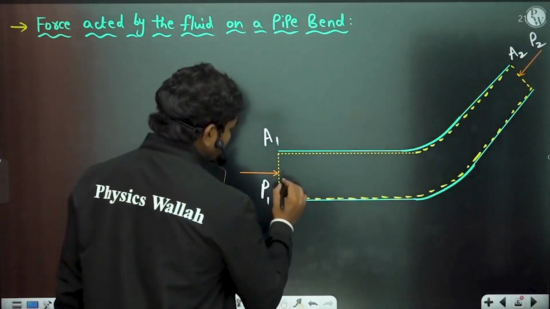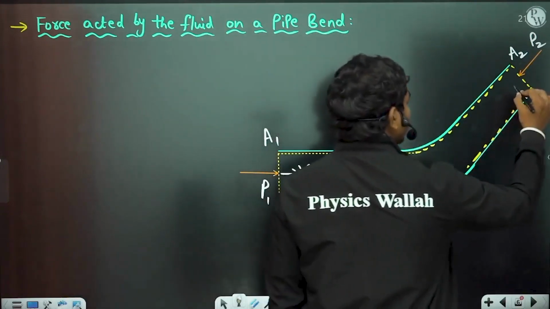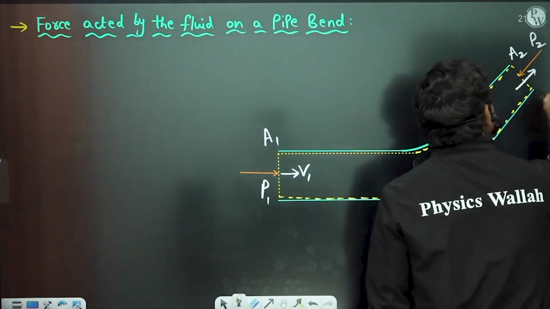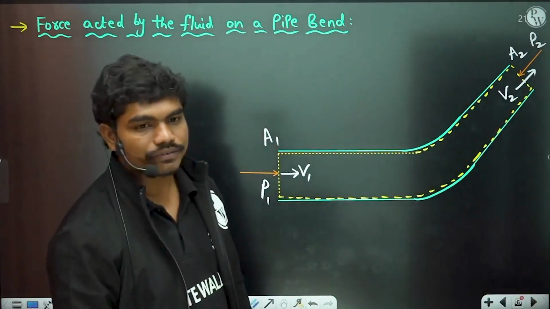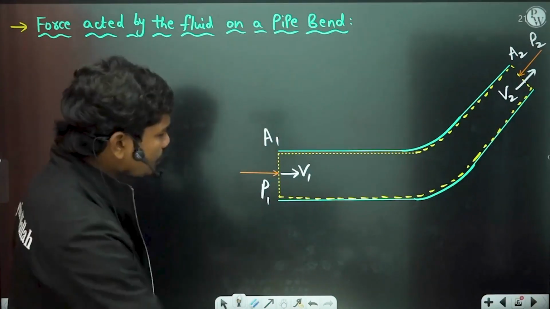Now let us suppose the velocity of the flow at this section is V1 and the velocity of the flow at this section is V2 for example. So this is V2 in this direction. Now let us try to understand what happens in this case.